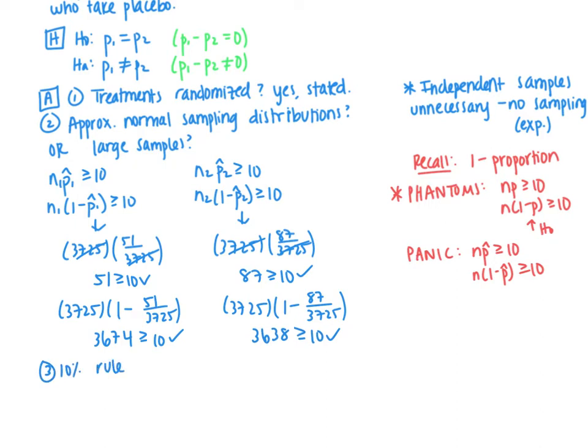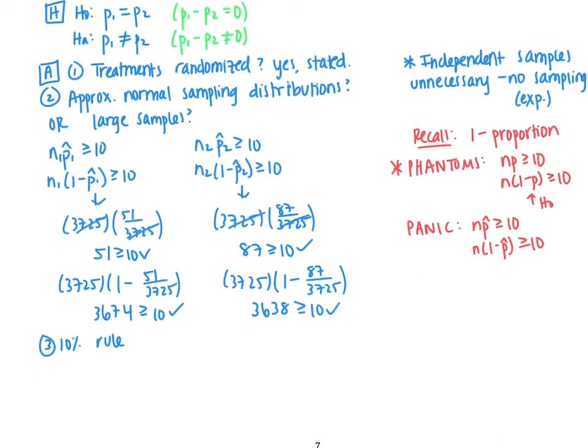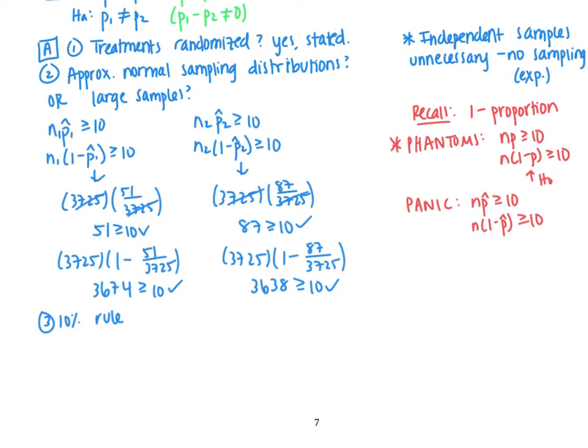Next is the 10% rule. Normally you would check it, but it's unnecessary here because we have volunteers. These men volunteered, so we do not need to check the 10% rule. But if it was an observational study, a case where sampling was done, you would check the 10% rule. What's nice about proportion is that for a confidence interval, the assumptions are the same. So these assumptions are going to be exactly the same when you do the confidence interval. Any questions right now before we keep going?